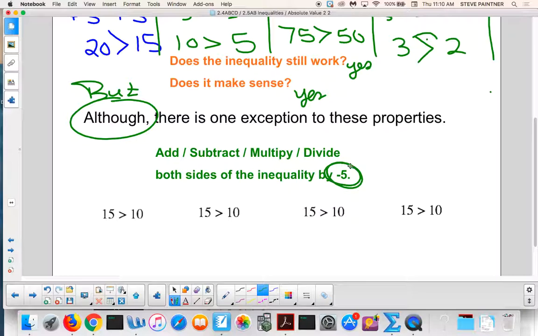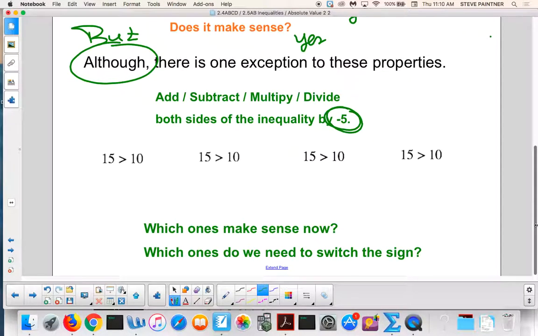Negative. Now do it by negative 5. Go, see what happens. For the first one, you get the same thing. Just write it down. This time you're going to add, subtract, multiply, and divide by negative 5, not positive 5.